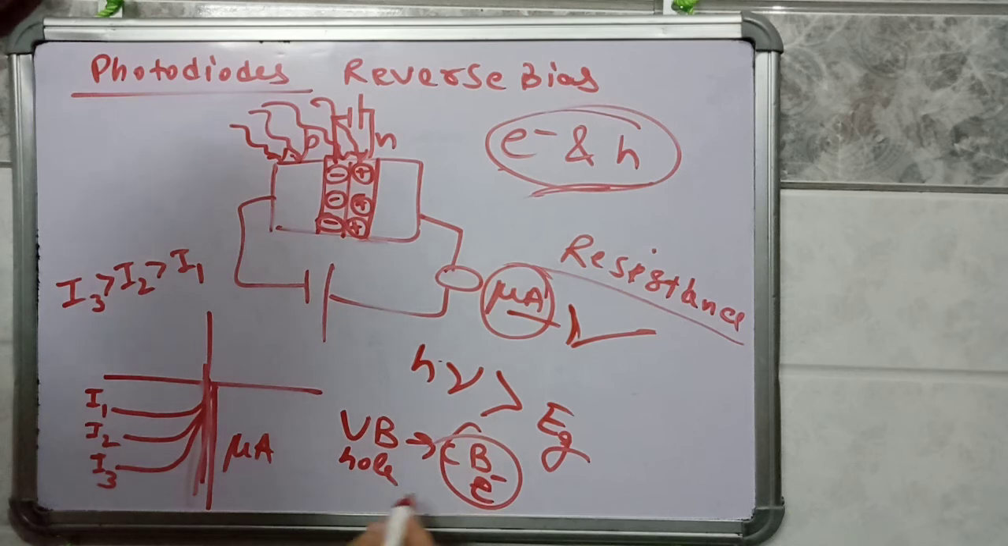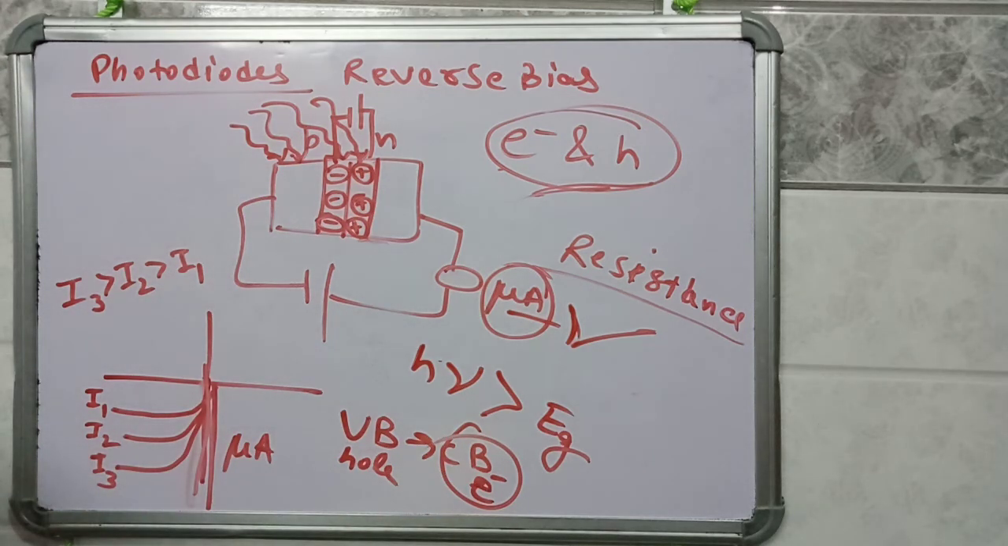Also, these electron hole pairs generated are known as photogenerated charge carriers, and these are increasing the conductivity in photodiodes.